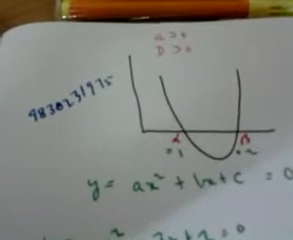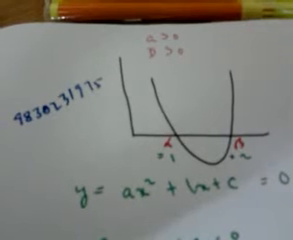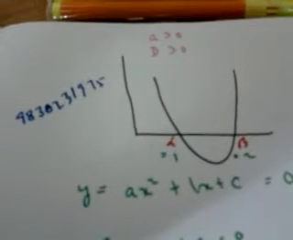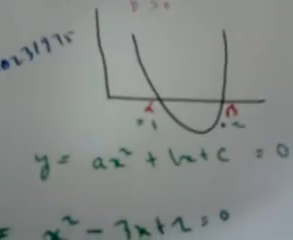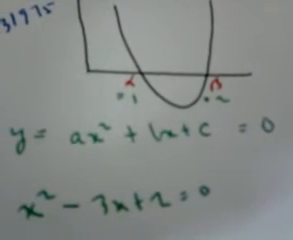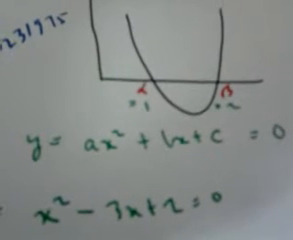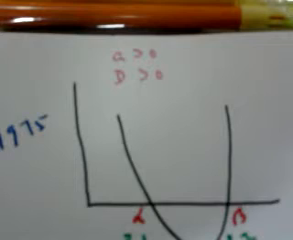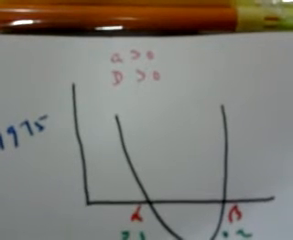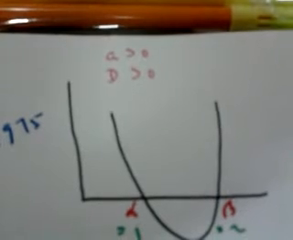Friends, this is the first of a series of 6 tutorials on quadratic inequalities. Well, we all know quadratic equation is ax square plus bx plus c equal to 0. So we write y equal to ax square plus bx plus c equal to 0. Now, we will find for a quadratic equation where a is greater than 0 and D is greater than 0, what happens to the value of y.